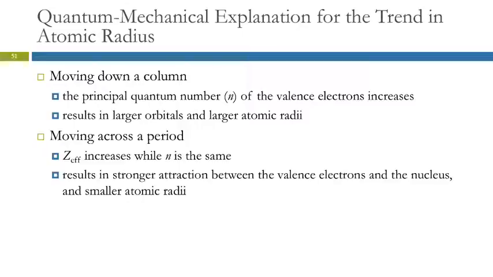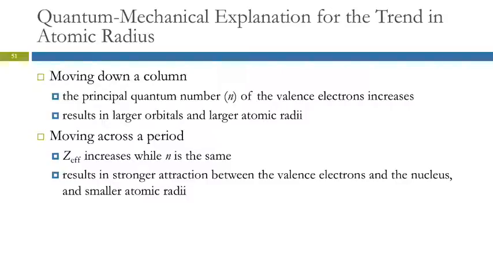So here's quantum mechanics explaining the trend. As we go down, I kind of jumped ahead. As we go down, the valence electrons are going into a higher principal quantum level, right? So that results in larger orbitals and larger atomic radii. As we're going across a period, the effective nuclear charge increases while the principal level remains the same. So this gives us a stronger attraction between the valence electrons and the nucleus and pulls them in tighter.